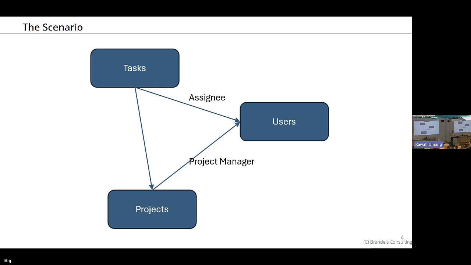It's quite small. It's the same scenario as in my book. It's about a task management system. A task has a user assigned. This is the assignee, the one who should do the task. There is a project for each task and a project manager for each project, which is also a user.